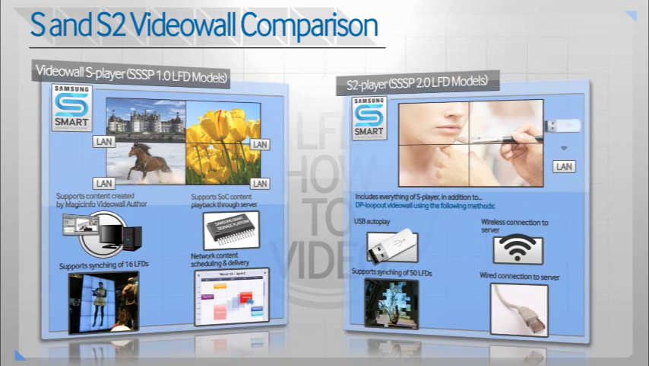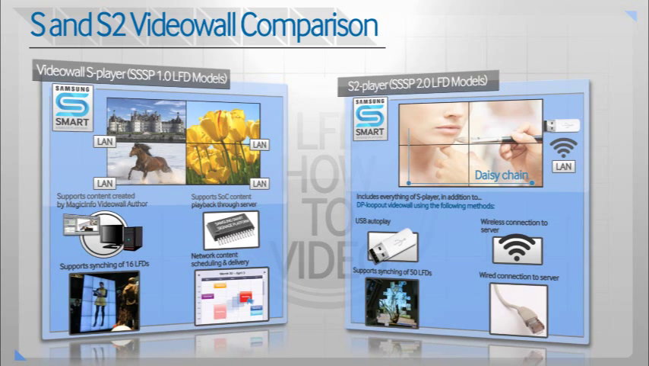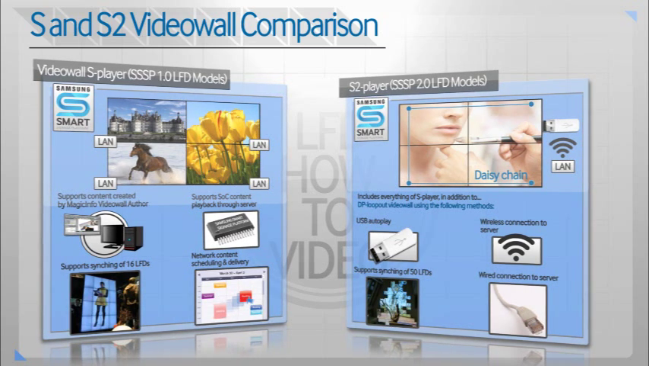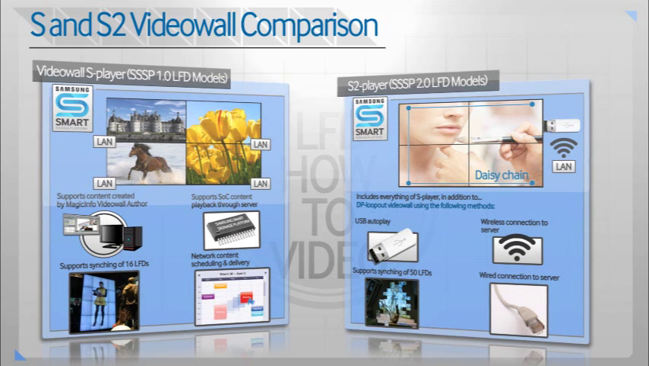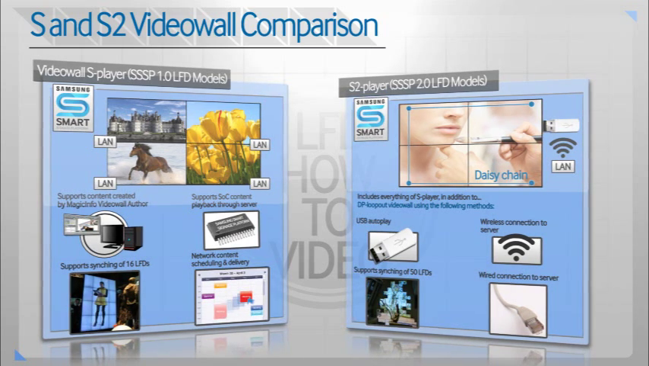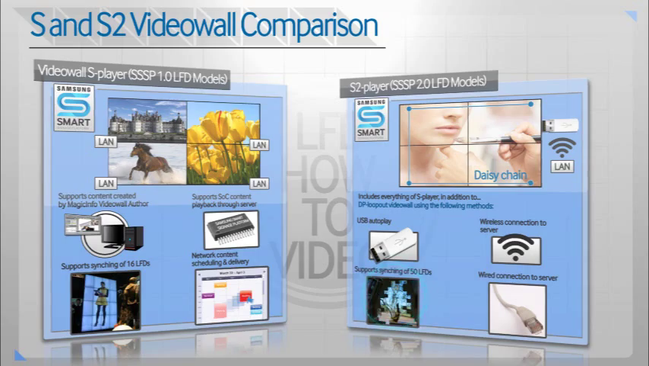Thus, you can easily create a daisy chain video wall by using USB autoplay or network play through wireless or wired connection. The biggest benefits of this feature is that you only have to send content into one of the LFDs and DP loop it out to create a video wall, instead of having to send contents to all of the LFDs in the video wall. Furthermore, the S2 player also upgrades the video wall sync to 50 LFDs.